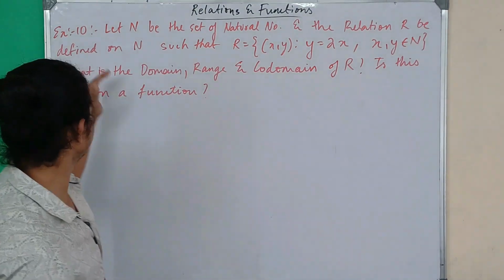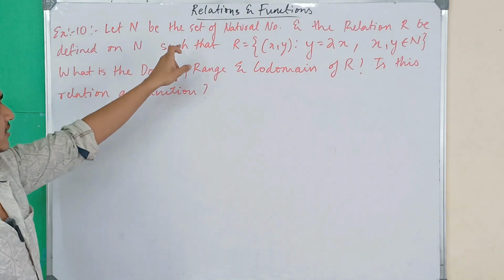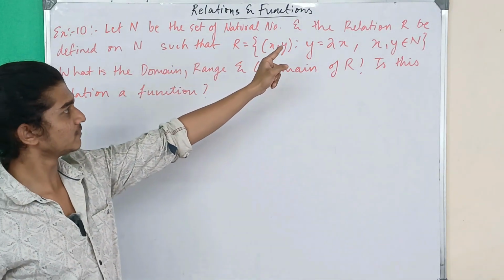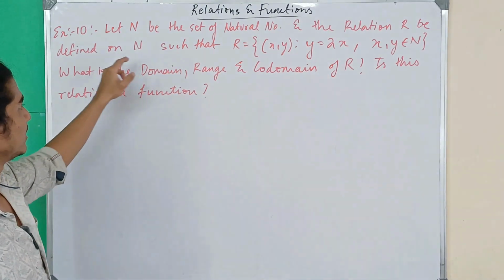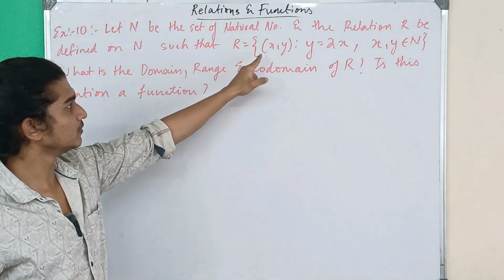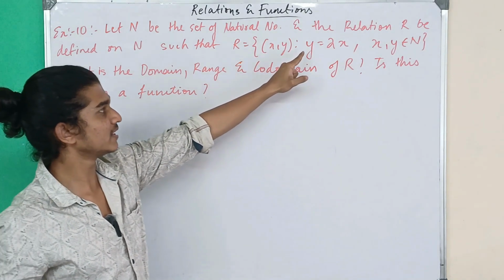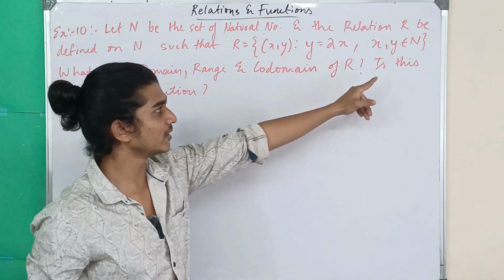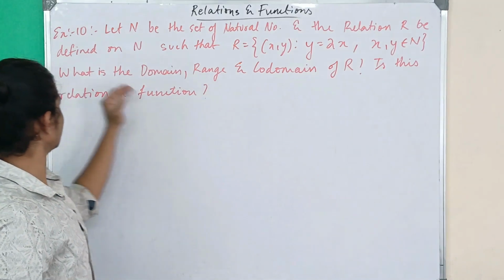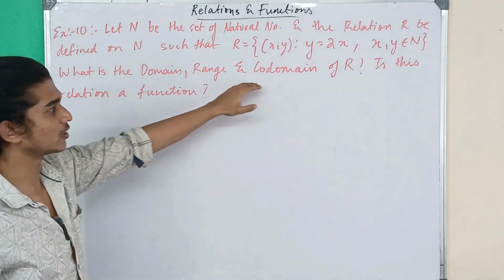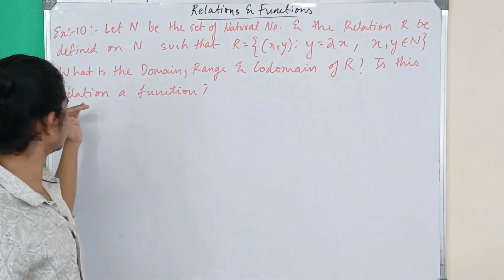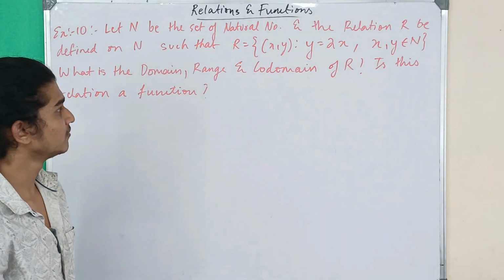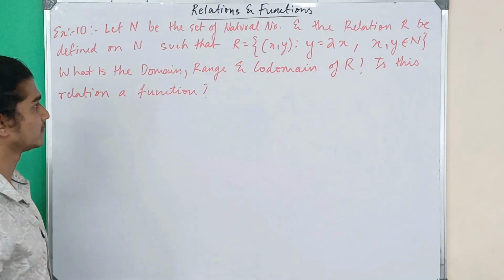So here I have: let N be the set of all natural numbers and the relation R be defined on N such that R equals the set of all (x, y) such that y equals 2x, where x, y belong to natural numbers. We are supposed to find the domain, range and codomain of R. Is this relation a function? Let us try to find the relation first.